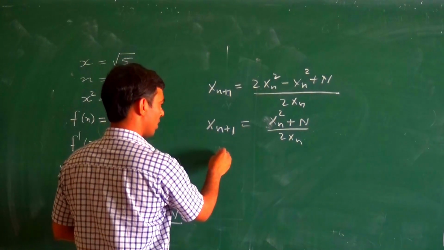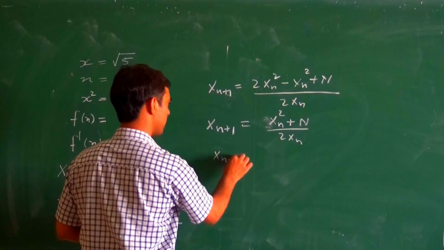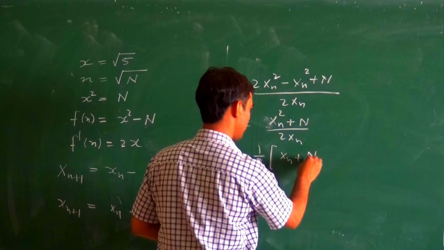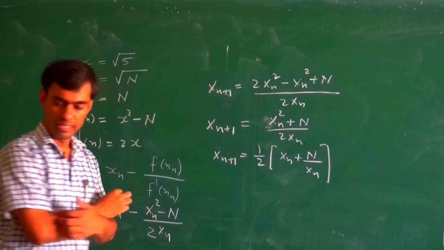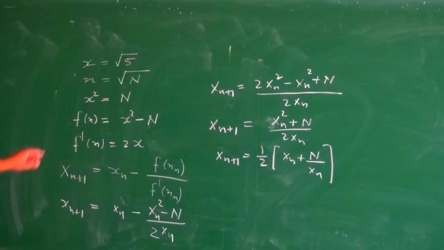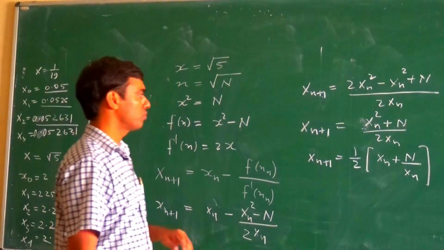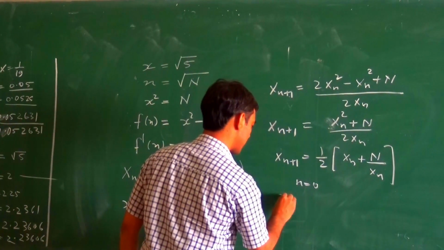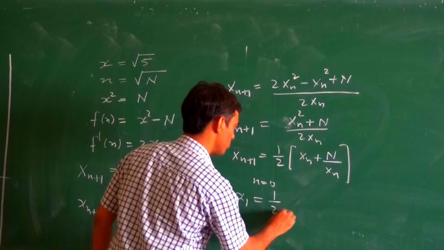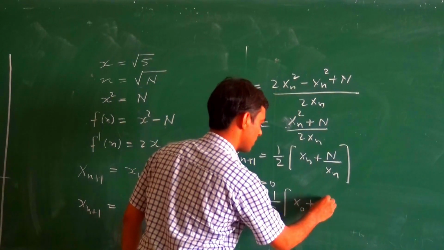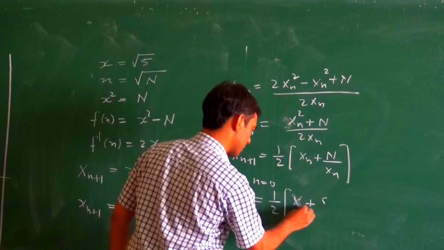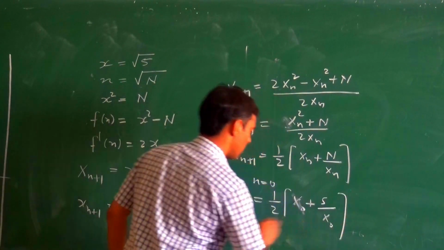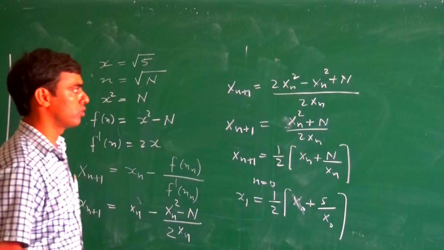You may also write a more simplified form: xn plus 1 equals 1 by 2 outside, and inside xn plus n divided by xn. This is the iterative scheme to find the root of any number. Suppose we try to find the root of 5. Starting from n equal to 0, x1 equals 1 by 2 of x0 plus n by x0, where n is 5. Suppose we choose x0 equal to 2.